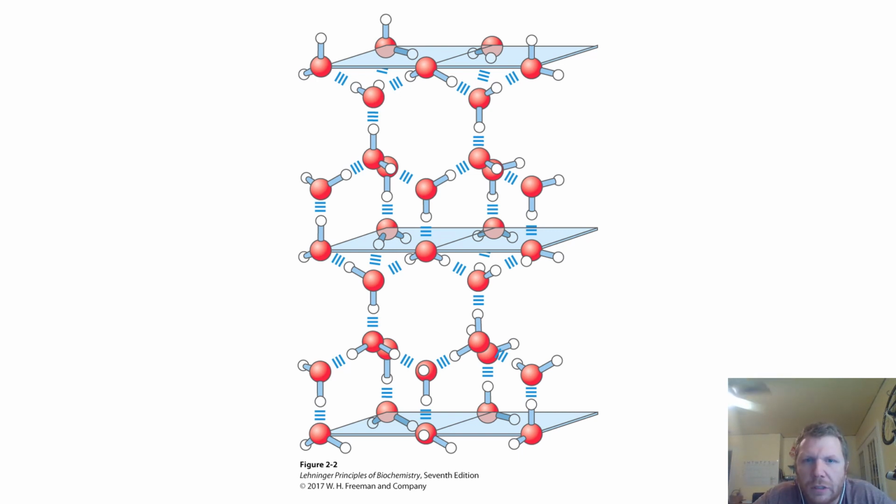You have multiple sheets, different layers of water molecules that are hydrogen bonding with one another, and then those are hydrogen bonding with adjacent water molecules that are hydrogen bonding with other adjacent water molecules. So it's kind of a complicated network that connects all of these different molecules. But one of the things that I want you to take away from this is there's a good chunk of space between all of these different water molecules.